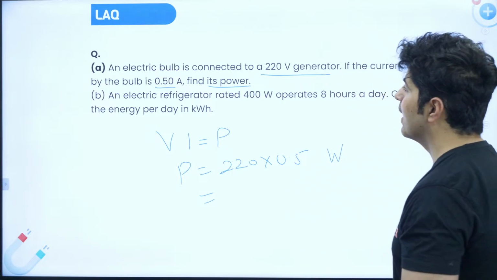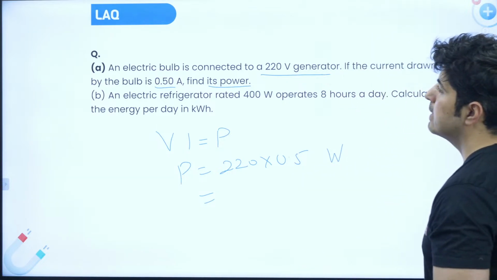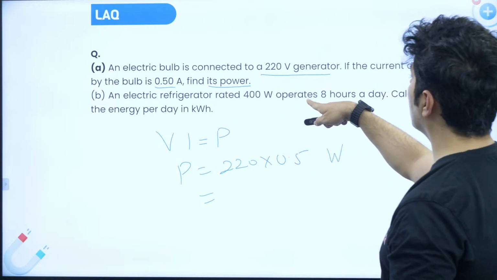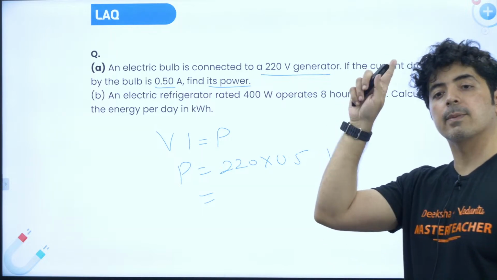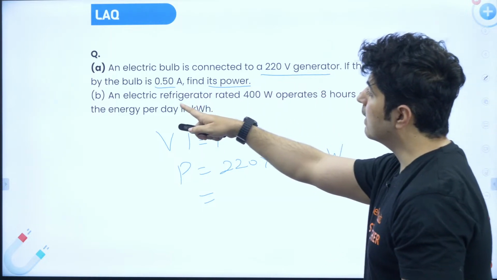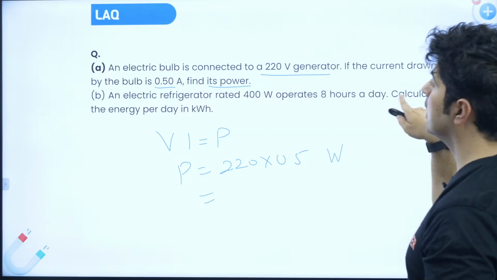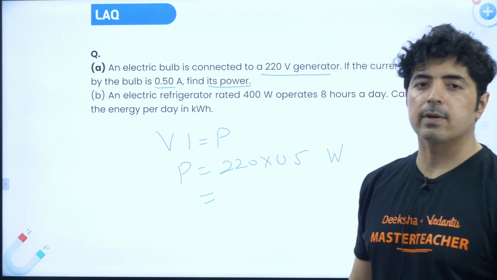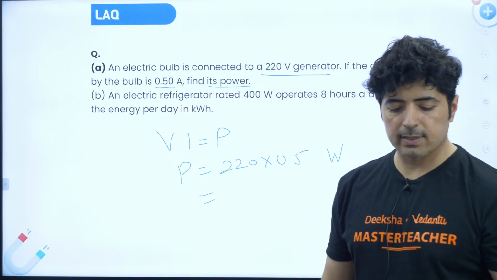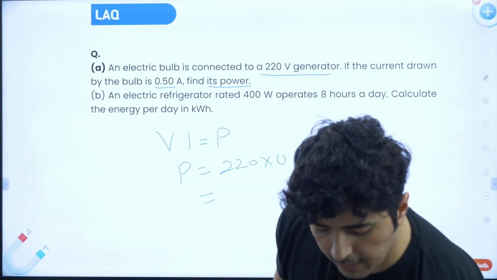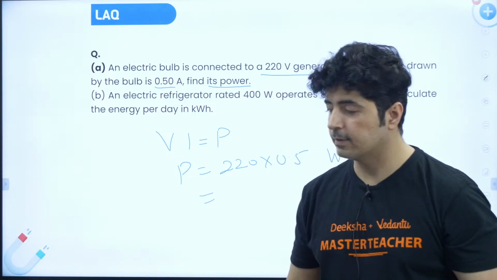Now, second thing is an electric refrigerator rated 400 watt operates 8 hours a day. Remember the monkey problem? An electric refrigerator rated 400 watts operates 8 hours a day. Calculate the energy per day in kilowatt hour. How to do this? Please try in your comment box. Give me an answer. Come on, everybody.